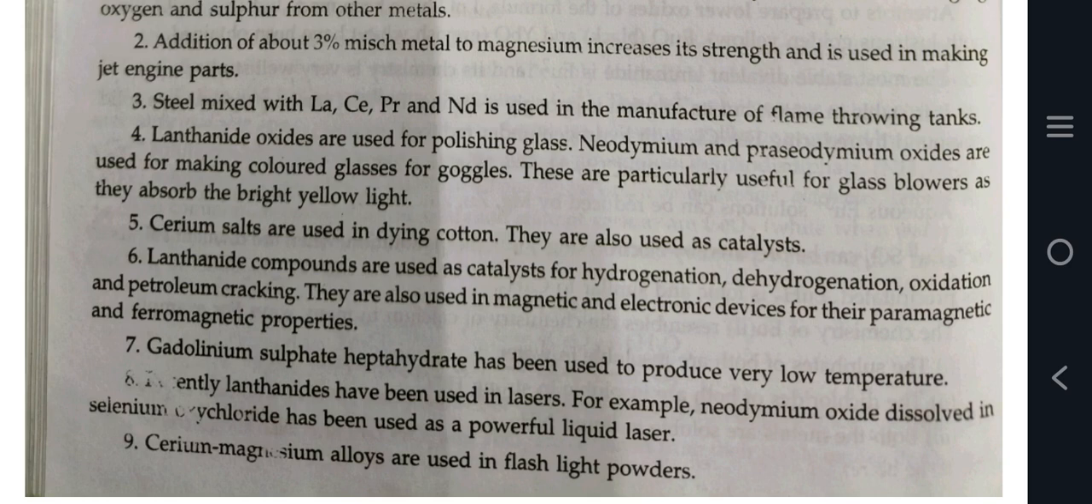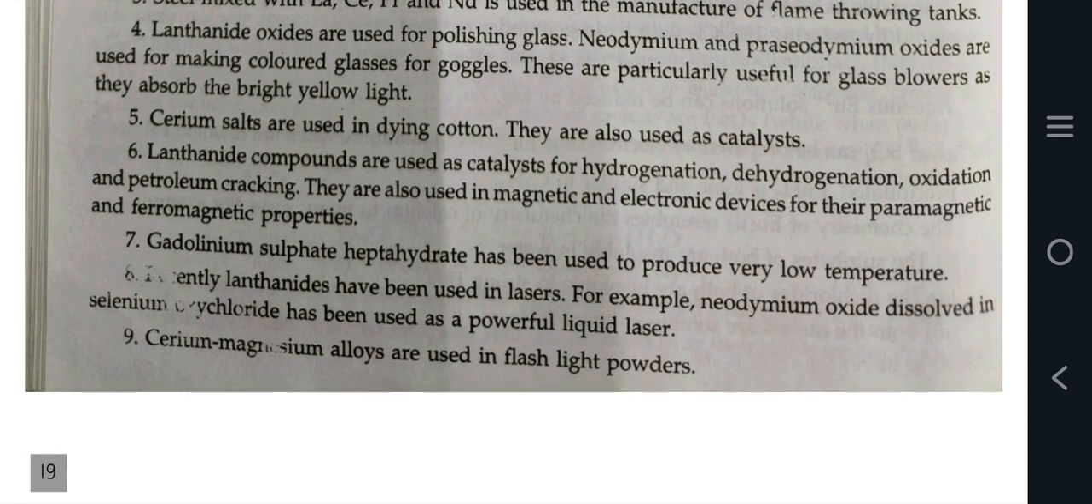Eighth, lanthanides have been used in lasers. For example, neodymium oxide dissolved in selenium oxychloride has been used as a powerful liquid laser. Ninth, cerium magnesium alloys are used in flashlight powders.